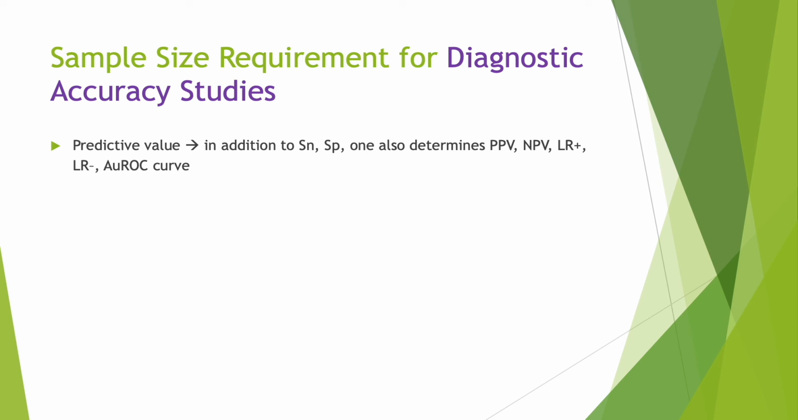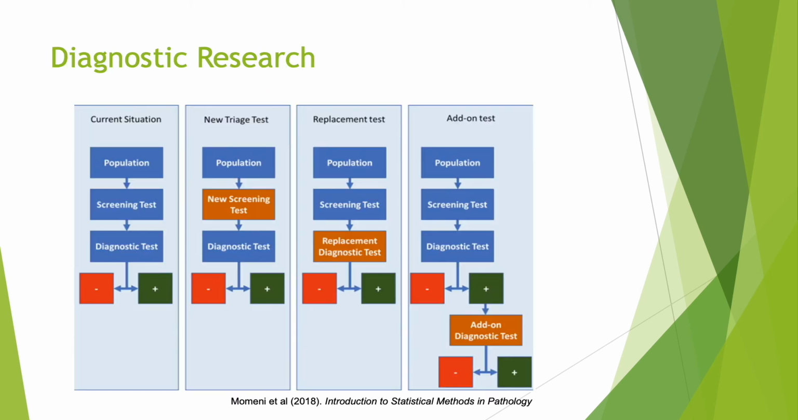Now, in addition to sensitivity and specificity, such studies also determine other measures, namely positive and negative predictive values, likelihood ratios for a positive or negative test result, and the area under the receiver operator characteristic curve or ROC curve. Now, diagnostic studies are often conducted in a patient population selected on disease status and non-diseased controls. For that matter, sample size is computed using sensitivity and specificity, as I will show in a bit.